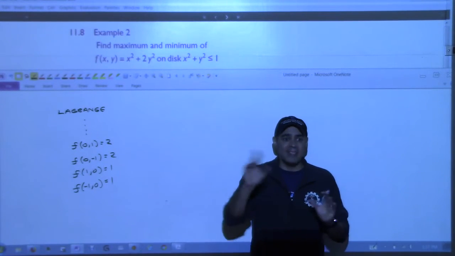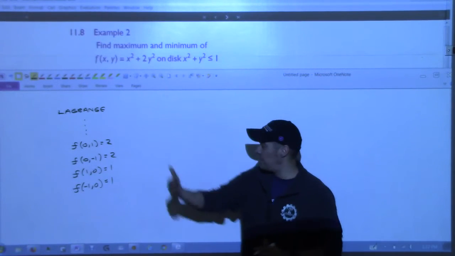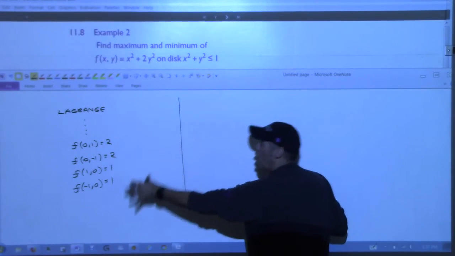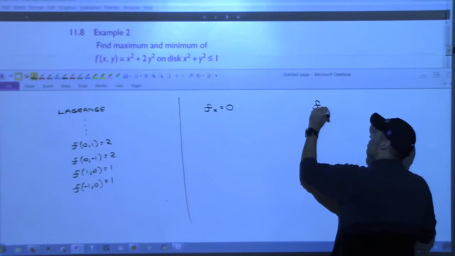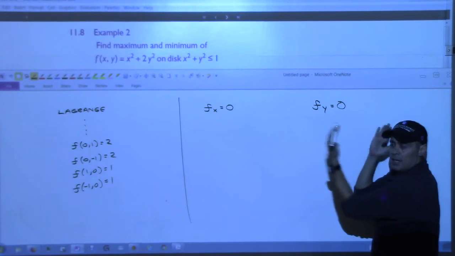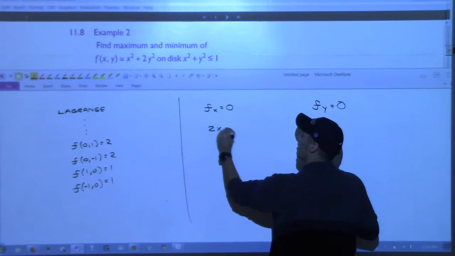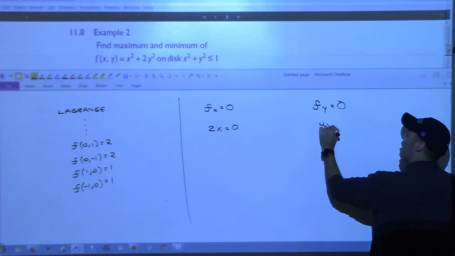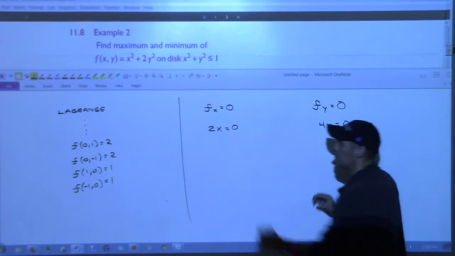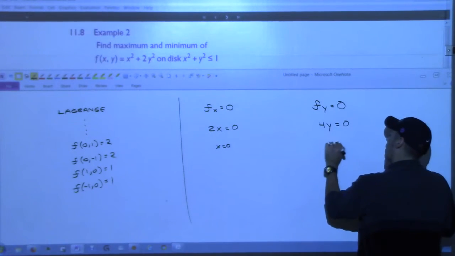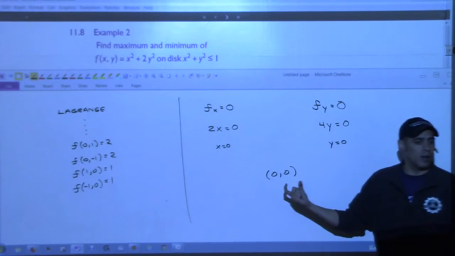Right? And that did not care about domain at all, right? So if we go back and use that same method, we're going to do this along with now setting the partial of f with respect to x equal to 0 and the partial of f with respect to y equal to 0. We need these to both be true at the same time. So let's do that. Partial of f with respect to x is 2x. That must be 0. Partial of f with respect to y is 4y, must be 0. And these have very simple solutions, don't they? x is 0, y is 0. And so the only point that we have is the point 0, 0. Right?